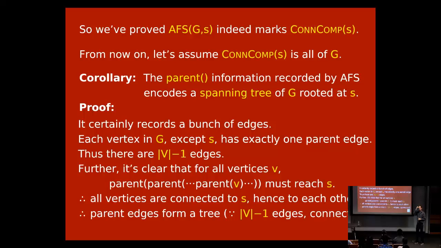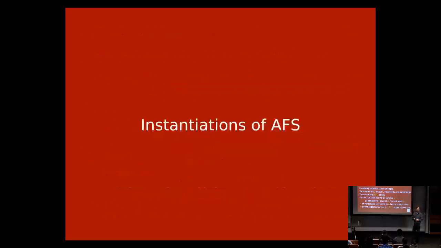Okay. Any questions about that? Okay, so in some sense, that's all I want to say about the general algorithm, AFS. We showed that it has this A in it, this arbitrary part, where you choose an arbitrary vertex out of the bag, but no matter what you do, it's going to correctly find all the vertices connected to S, and it's even going to return you a spanning tree.